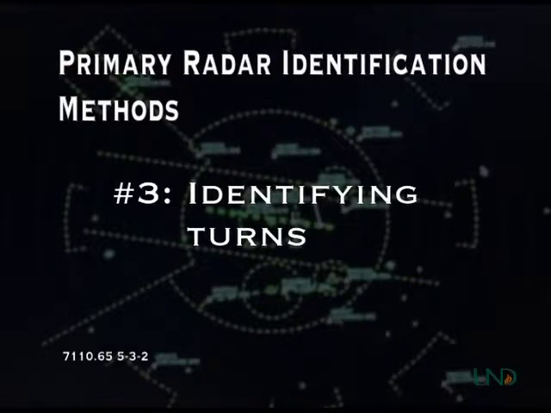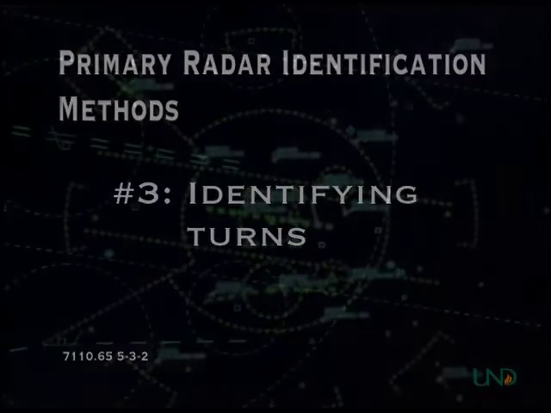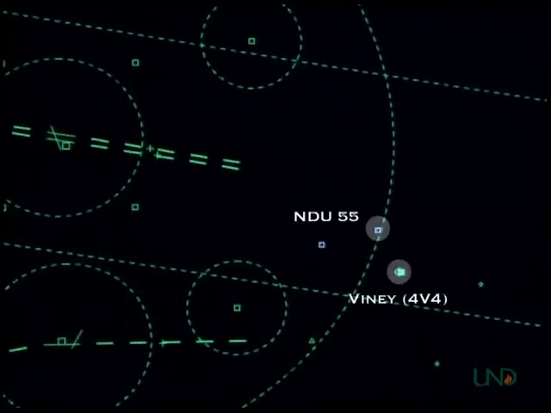The third method utilizes identifying turns. An identifying turn is defined as a turn of 30 degrees or more. When issuing identifying turns, be mindful of other aircraft in the area. In this example, Su-55 has taken off from Vinny and is squawking VFR. The pilot requests flight following, and the controller issues an identifying turn.